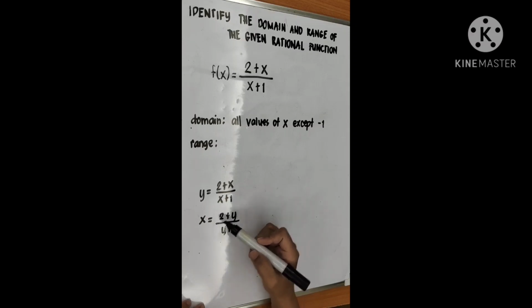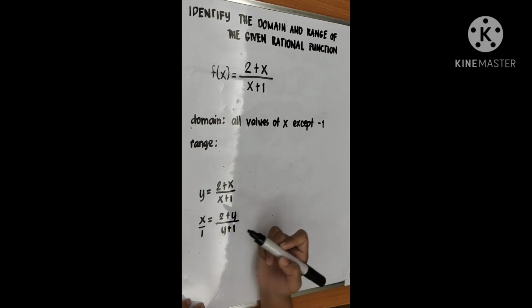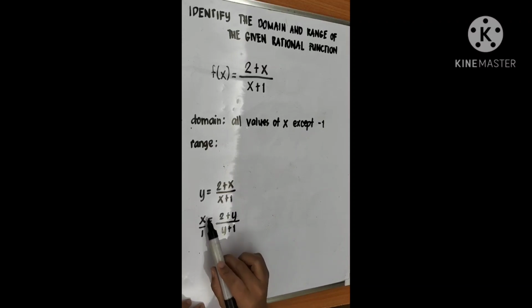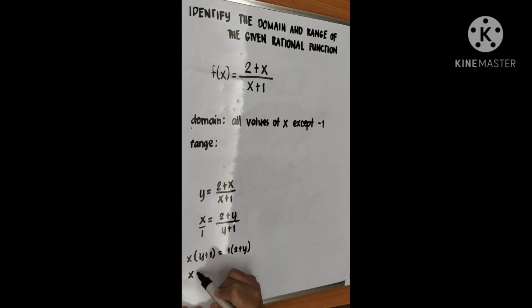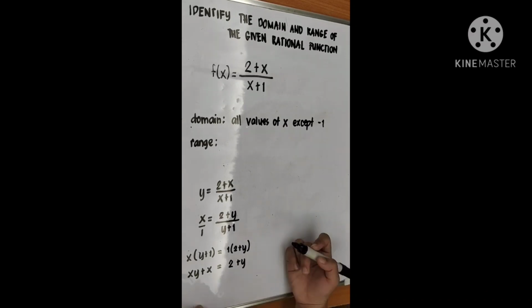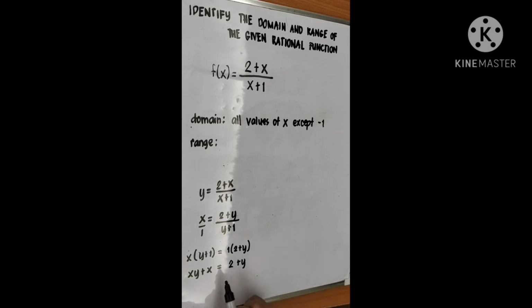Since we have here a fraction, and we all know that this x here has a denominator 1, we will cross multiply x by y plus 1 and 1 by 2 plus y. So this will give us xy plus x is equal to 1 times 2 is 2, 1 times y is positive y. So now we will be regrouping all the terms with variable y on the left side of our equation and all of those which do not have a variable y on the other side of the equation.